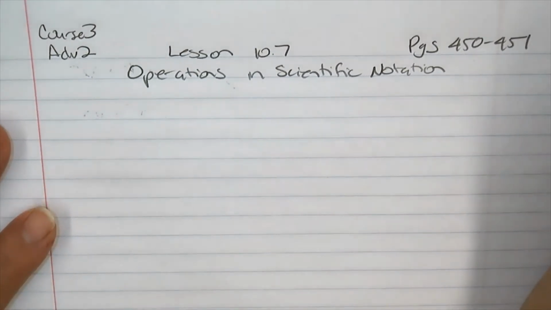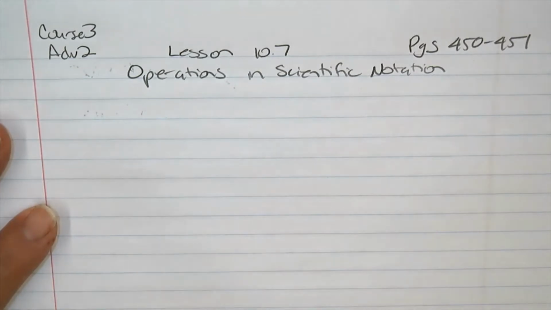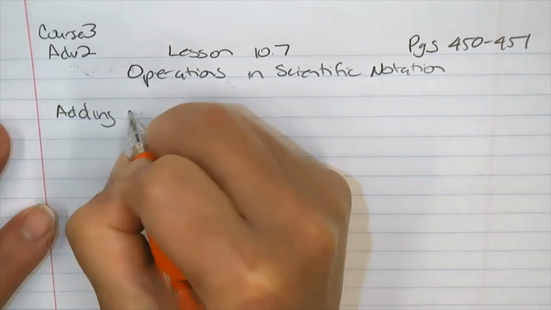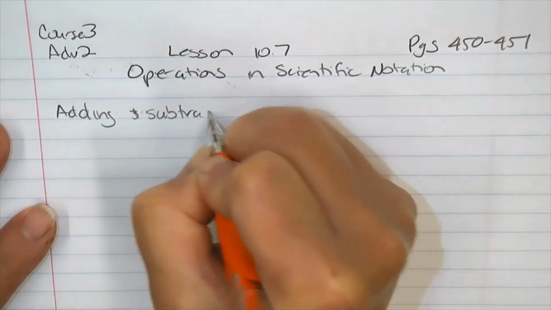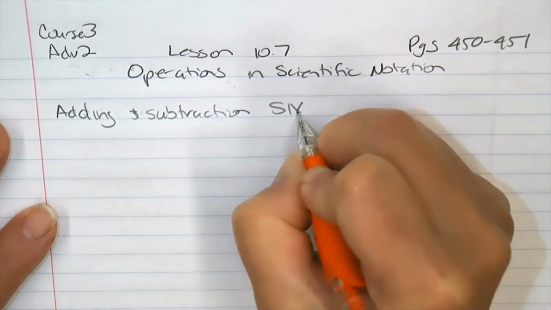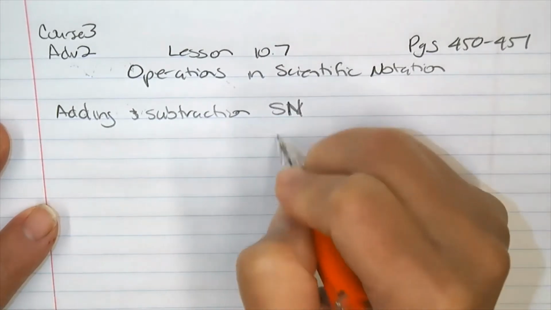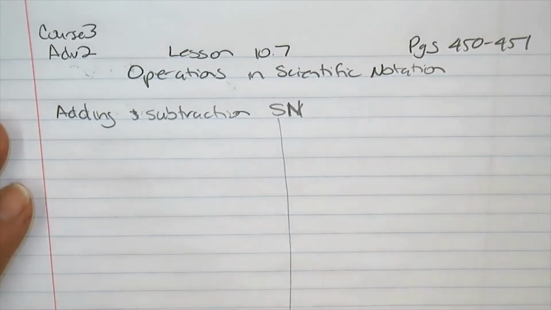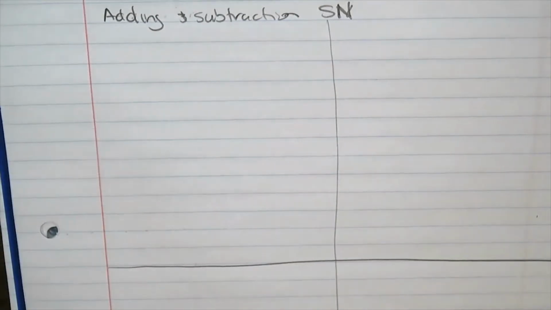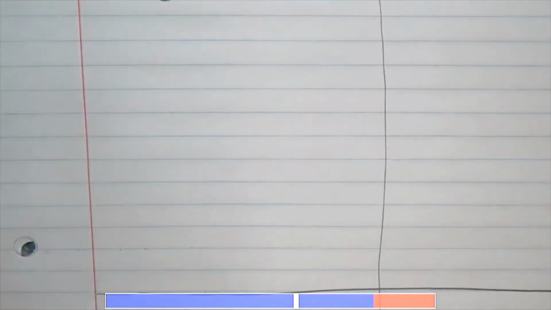Okay. So let's start with adding and subtracting. Adding and subtracting scientific notation. And we're going to divide this into 4. And I can make it bigger. There we go. Okay, so adding and subtracting scientific notation.